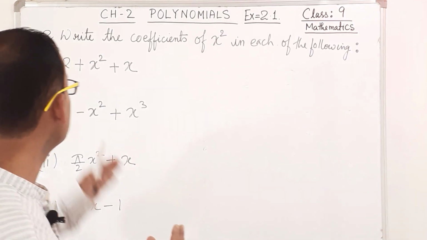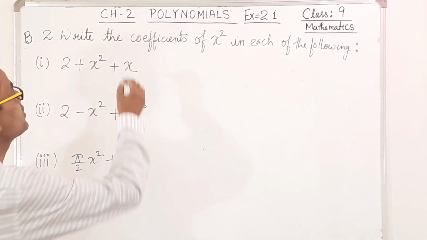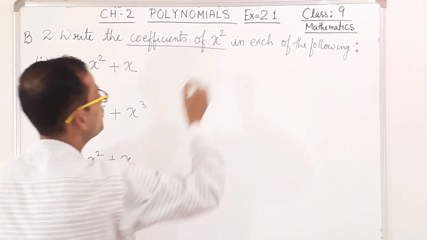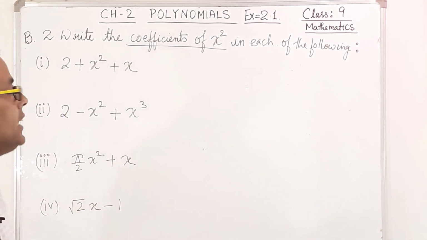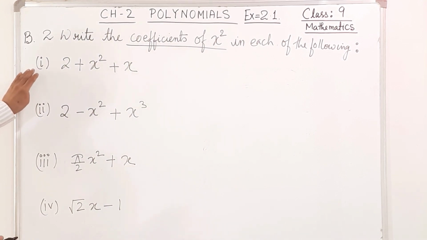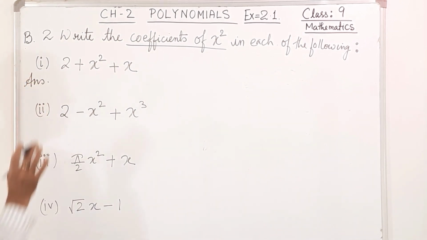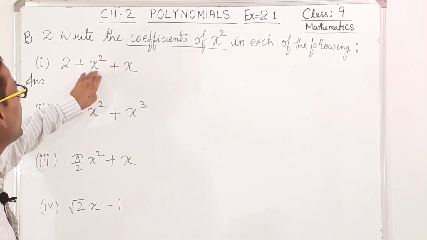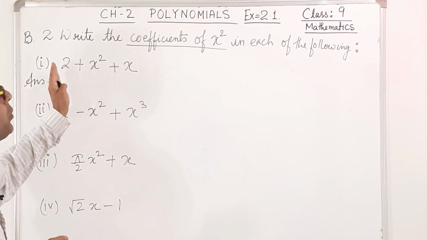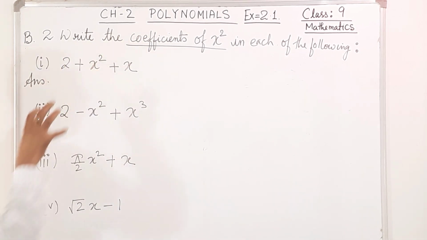Question number 2 is telling what? B2, write the coefficients of x square. You have to write the coefficients of x square in each of the following. Each of the following means there are 4 questions. Roman 1, Roman 2, Roman 3, Roman 4. So let us start. If I want to write this answer, very easy one. Now where is x square? X square is here. Now x square, before here how many terms are there? 3 terms. So x square is the second term or the middle term.